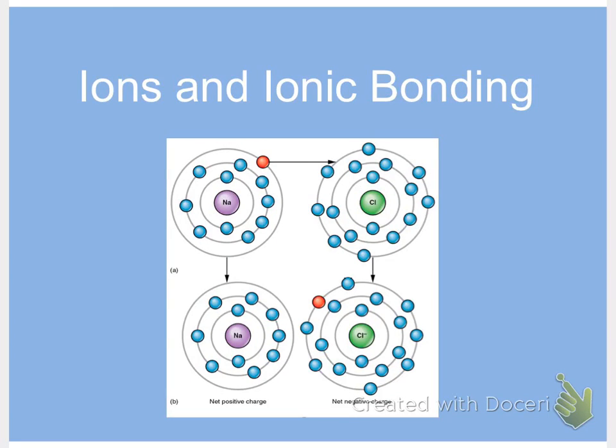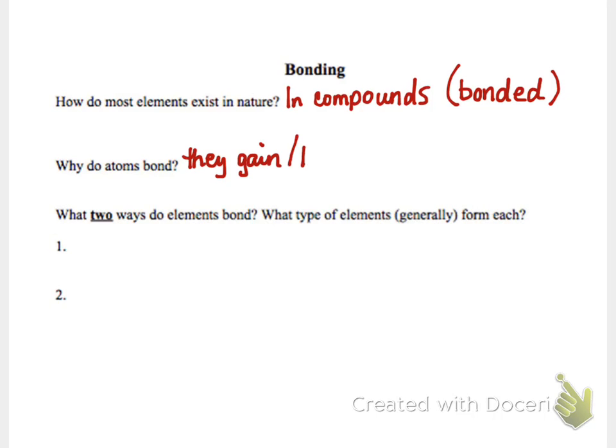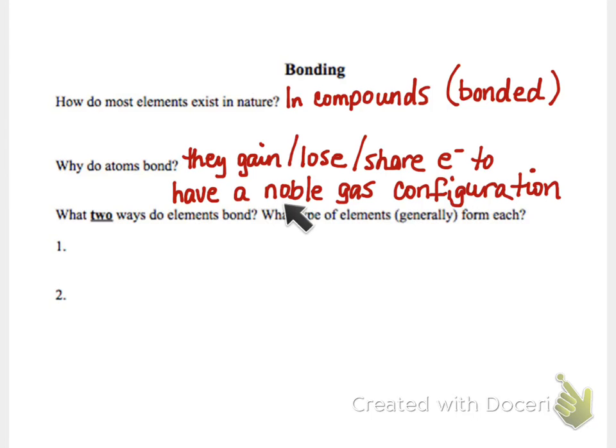This podcast is about how ions form and how you can use the periodic table to predict them. So most elements exist in nature in compounds, so that they are bonded. And atoms bond because they want to gain, lose, and share electrons so that they have the same number of electrons as the noble gases have, because they're really stable. There are two basic ways that elements bond.